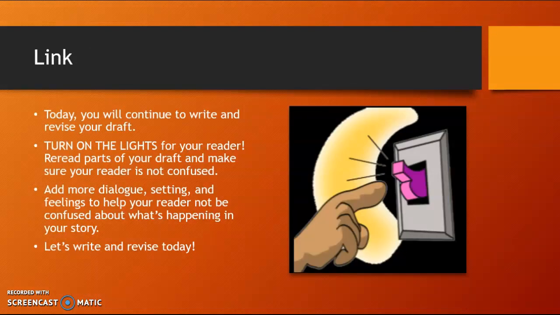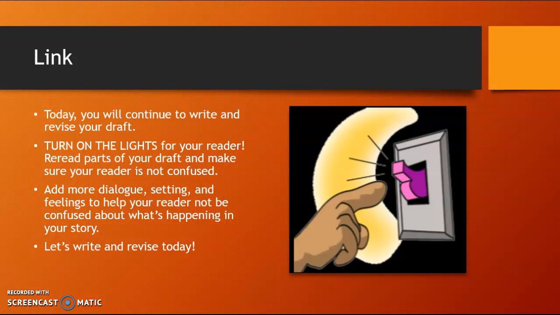So that's what your task is for today. You're going to go and you're going to read back what you've written in your draft so far, and you're going to turn on the lights for your reader. I want for you to read it scene by scene, and as you're reading it, ask yourself, will my reader know where they are? Will my reader know what's going on? You want to make sure they're not confused. And then if you find a spot where you're like, ew, that might not be clear, add some more dialogue, setting, feelings to help your reader.